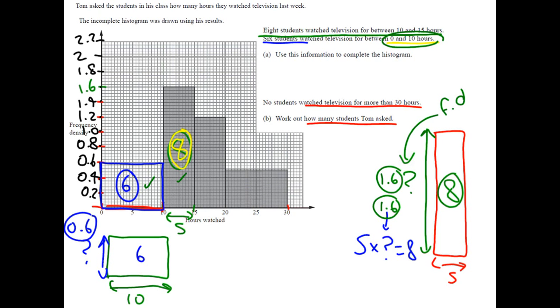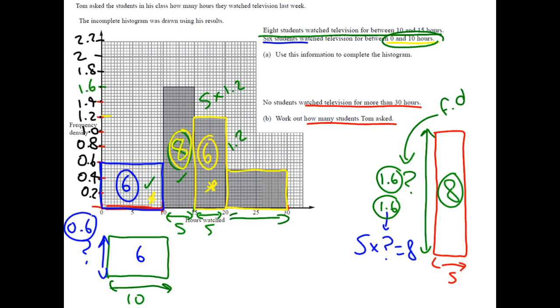The next one that we're talking about, between 15 and 10, goes up to 1.2. So it's 1.2 up, and it's 5 across. So the area is going to be 5 times 1.2, which is 6 again. So that means, if you're very astute, that the area of this thing is the same as the area of that, because they both represent 6 people. Anyway, next one goes between 20 and 30.